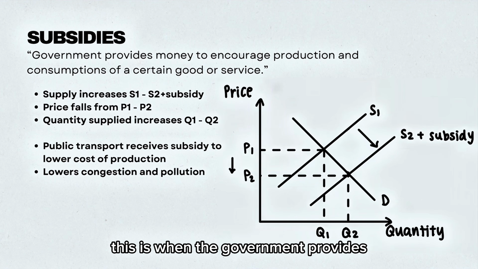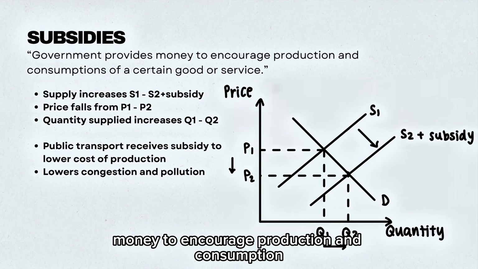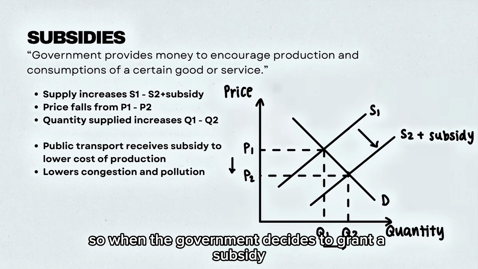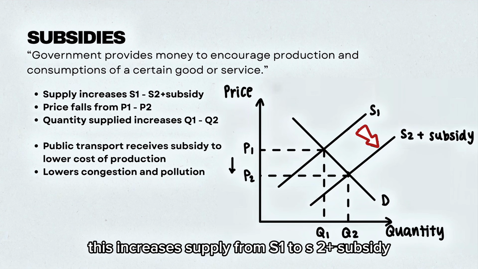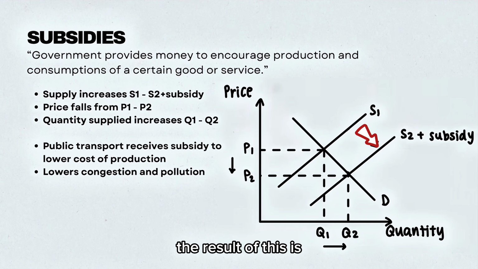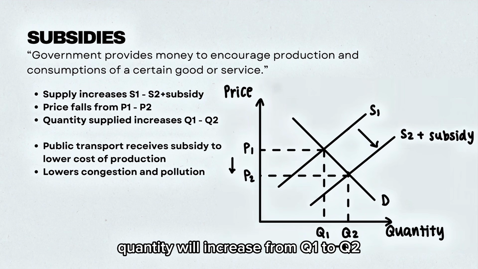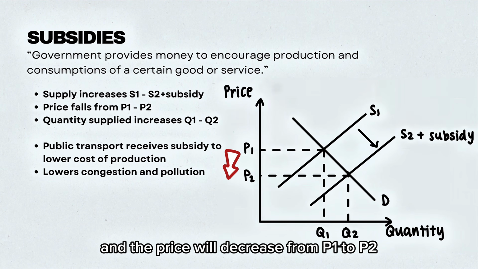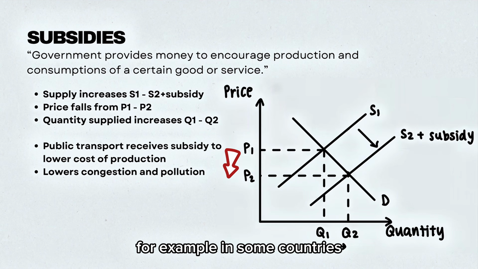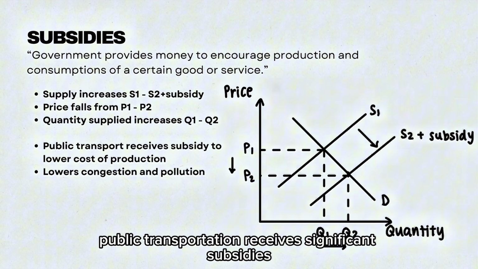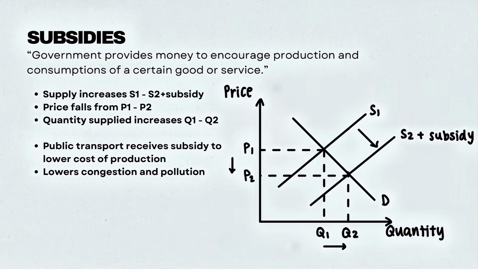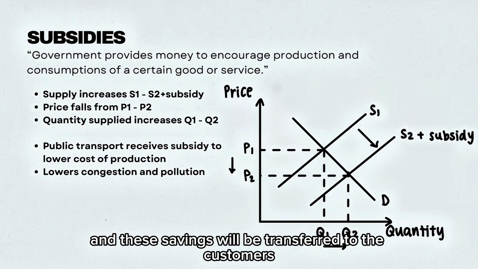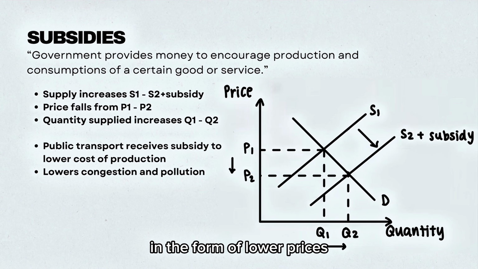This is when the government provides money to encourage production and consumption of a certain good or a service. So when the government decides to grant a subsidy, this increases supply from S1 to S2 plus subsidy. The result of this is quantity will increase from Q1 to Q2, and the price will decrease from P1 to P2. For example, in some countries, public transportation receives significant subsidies to lower the cost of production, and these savings will be transferred to the customers in the form of lower prices.